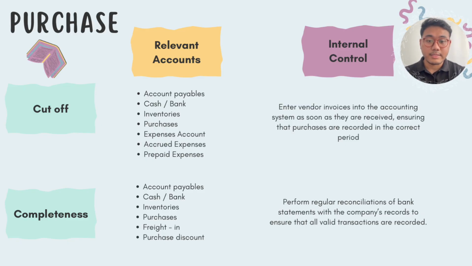Next is completeness. Now, on to completeness. This assertion ensures that all valid transactions are recorded. The relevant accounts are similar: accounts payable, cash or bank, inventory, purchases, purchase returns, and purchase discount. The internal control here involves regular bank reconciliation by comparing company records with the bank statement. We can ensure that no transactions are omitted or lost.